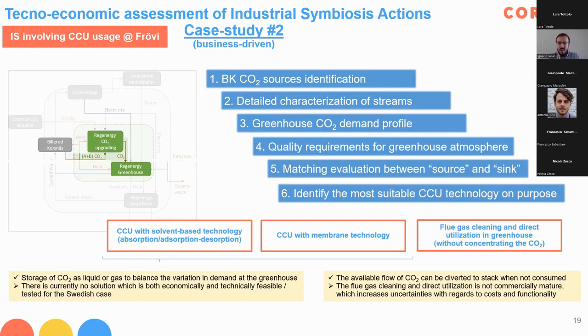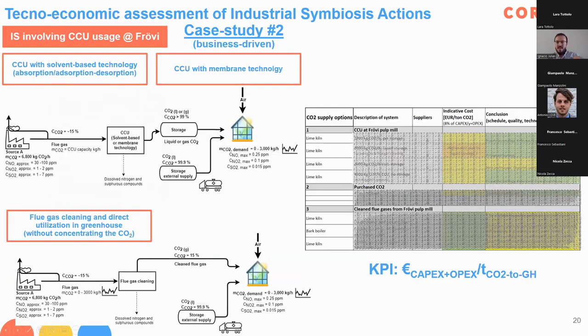The first 2 options allow balancing the variation in demand at the greenhouse, but the investment cost is quite high. Actually, there is not currently a solution which is both economically and technically feasible or tested for this particular Swedish case. The alternative one is also not commercially mature. So basically, the CCU option may provide CO2 concentrations beyond 99%, whereas the cleaning option would provide just 15% CO2 in a flue gas flow with a variable production rate.